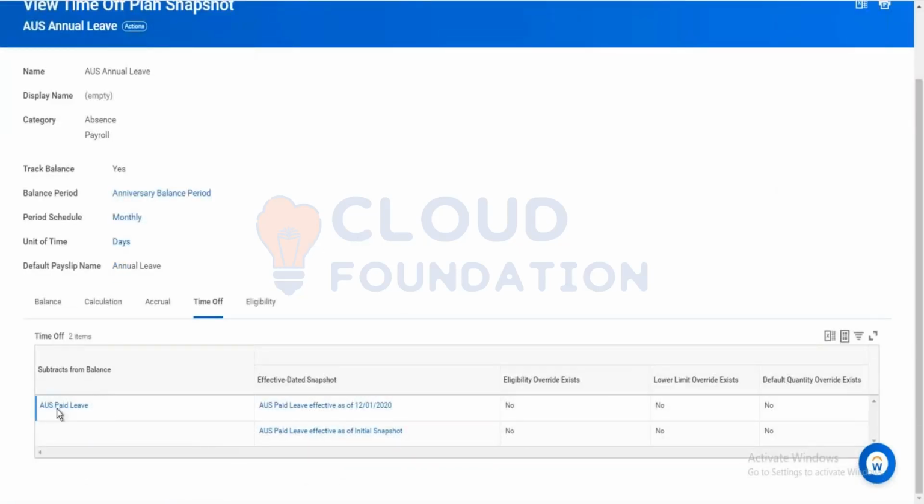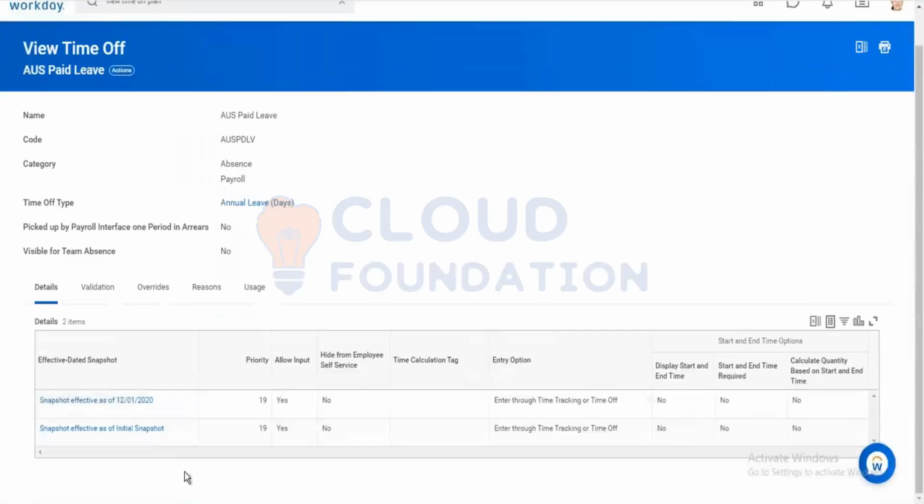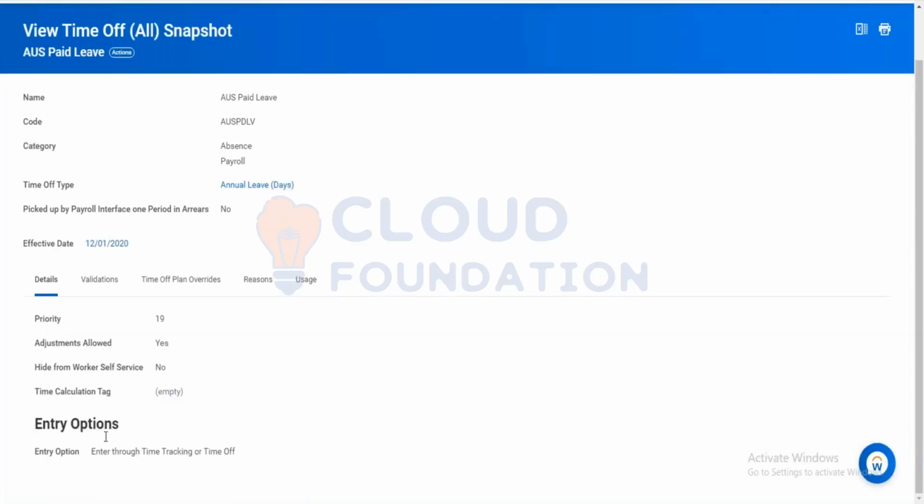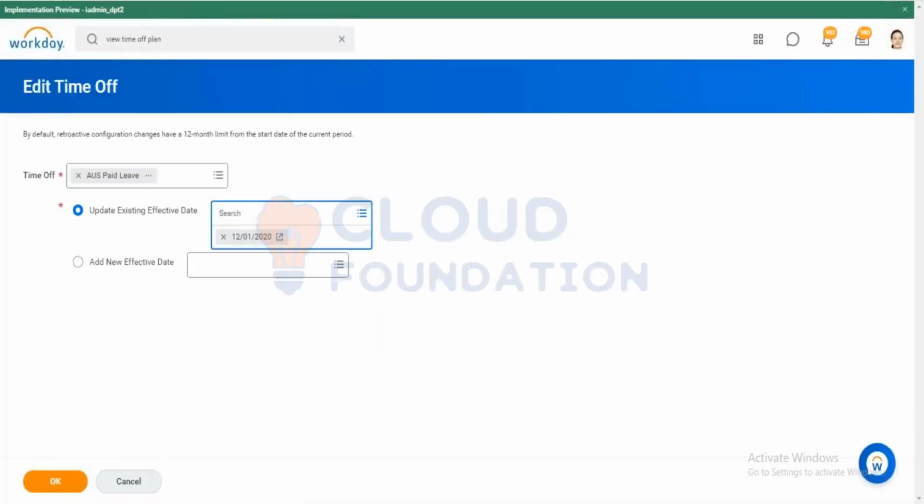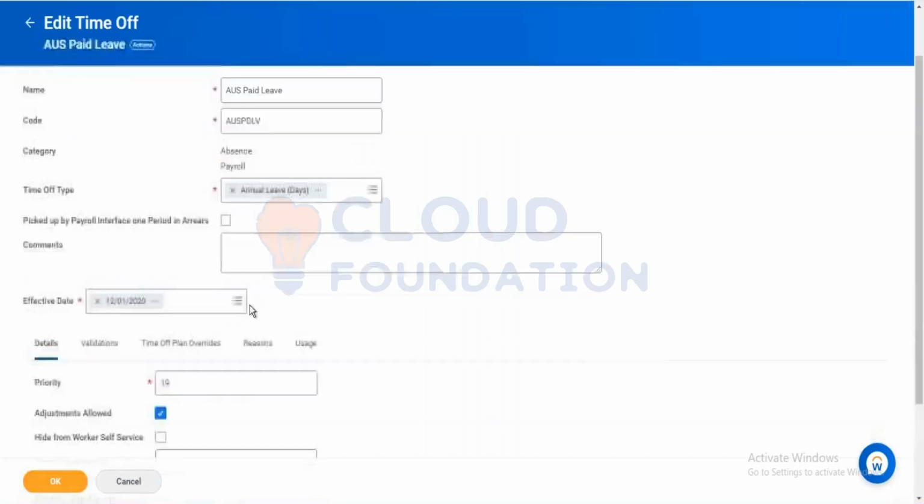Which time off type? Then you also ask which time off. Time off plan and time off are different things. This is a kind of time off plan. They are always inside the time off plan. You click over here. Subtracts from balance, and after that you will see snapshots over here. Click the snapshot, and then you see the entry option. And we have four options here, or is it three? Time tracking or time off? Yes, see, only three. They are not that liberal. They are Democrat. Only three.